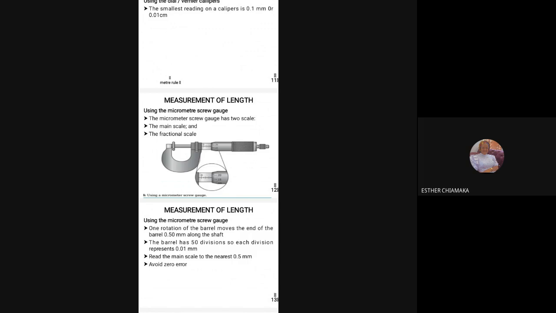12 now. Measurement of length using the micrometer screw gauge. The micrometer screw gauge has two scales, the main scale and the fractional scale.